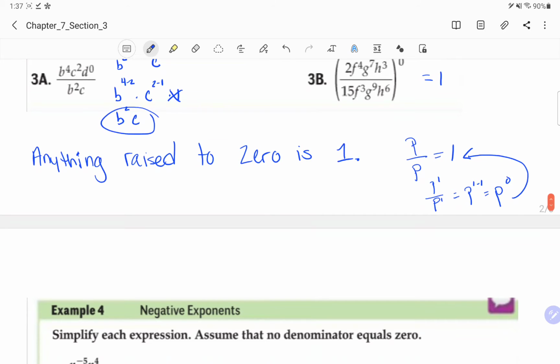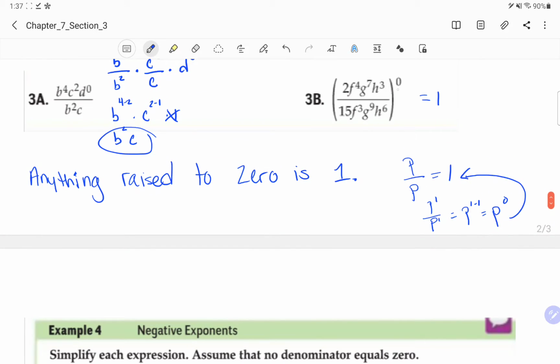All right, that one shouldn't have taken you very long. The second you looked out here and saw that everything was being raised to the 0 power, I didn't care what was in here. It's all being raised to the 0 power, which means your answer is 1. And that's it. Okay?